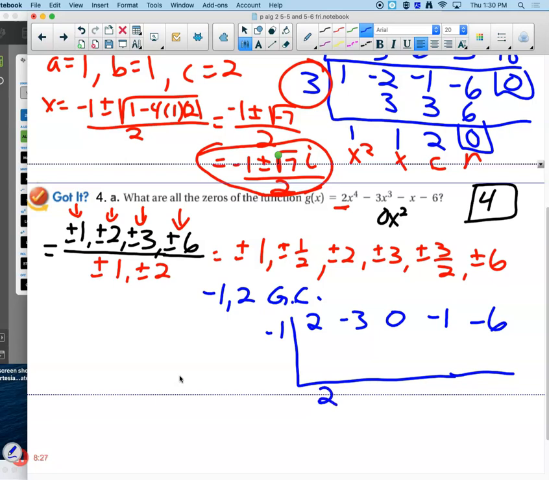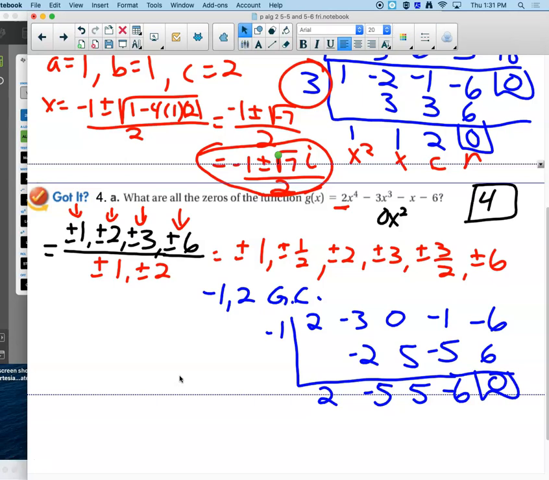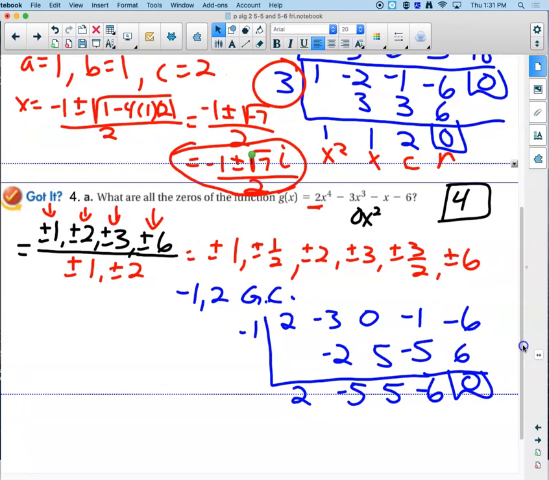So bring down that leading coefficient of 2, outside the box, multiply by negative 1, and put it inside the box. Inside the box, add. Outside the box, multiply by negative 1, and put it inside the box. And then inside the box, add. Outside the box, multiply by negative 1, put it inside the box, and add. Outside the box, multiply by negative 1, and inside the box, add. And that is fantastic news. We have the 0 that we needed to see.